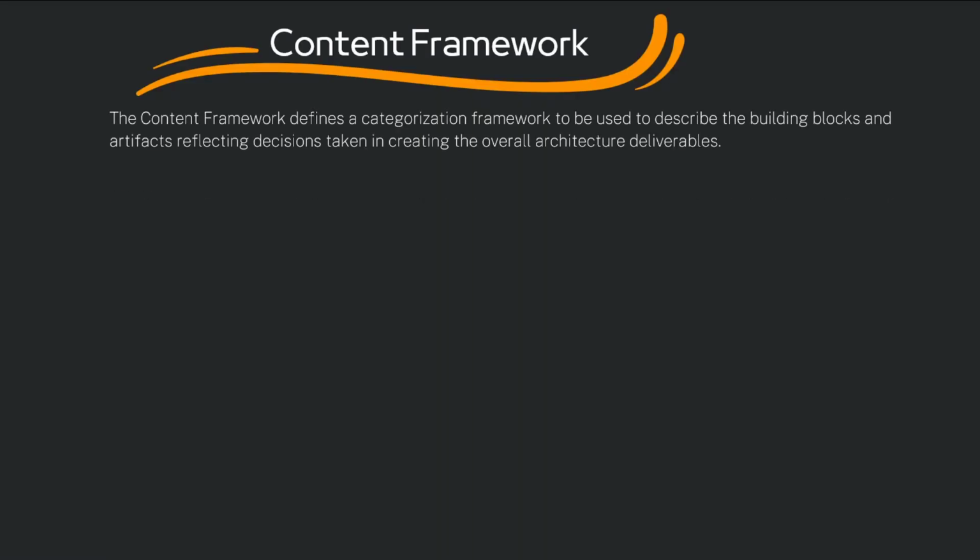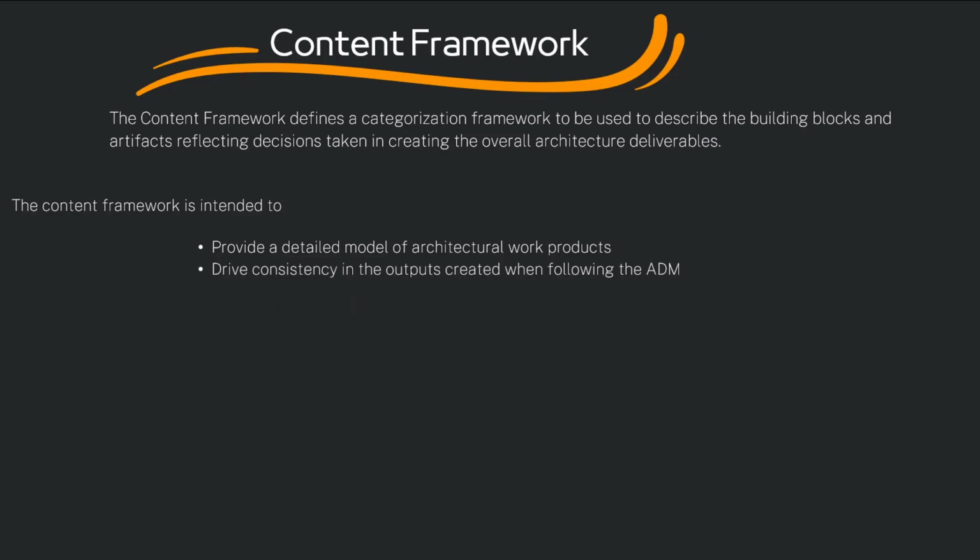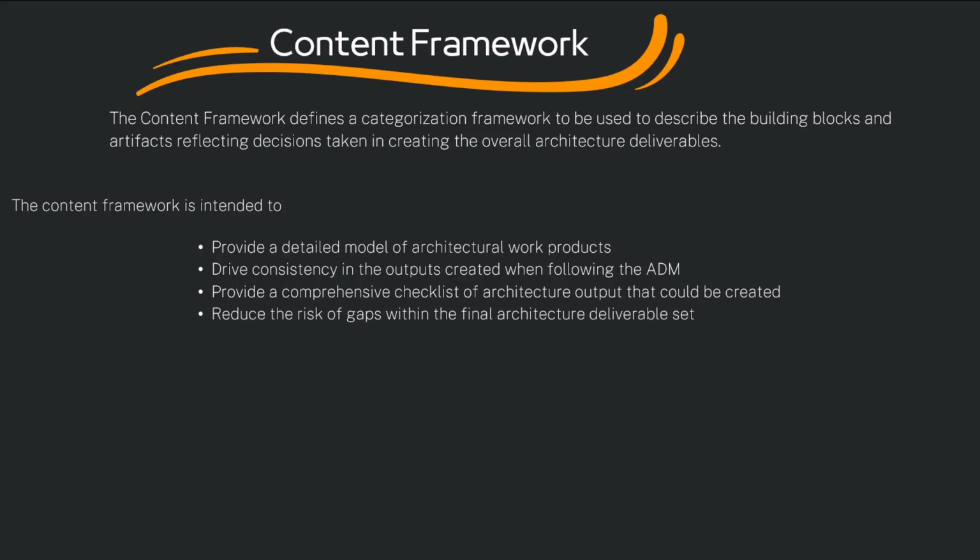The content framework defines a categorization framework to be used to describe the building blocks and artifacts reflecting decisions taken in creating the overall architecture deliverables. The content framework is intended to provide a detailed model of architecture work products, drive consistency in the outputs created when following the ADM, provide a comprehensive checklist of architecture outputs that could be created, reduce the risk of gaps within the final architecture deliverable set, and help an enterprise mandate standard architecture concepts, terms, and deliverables.